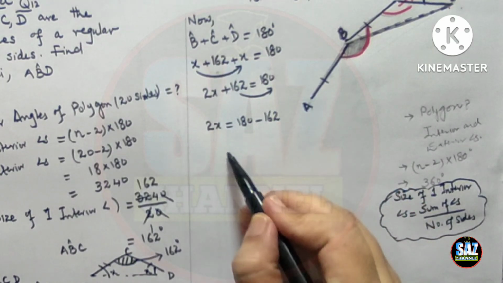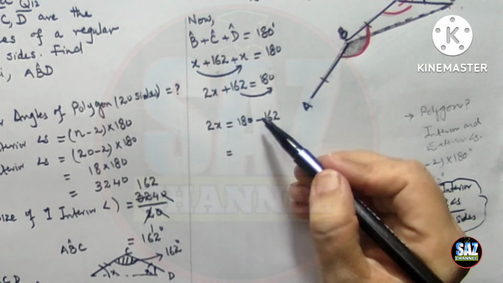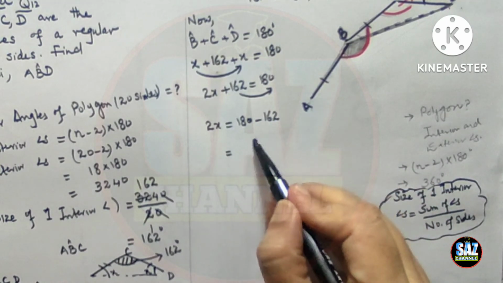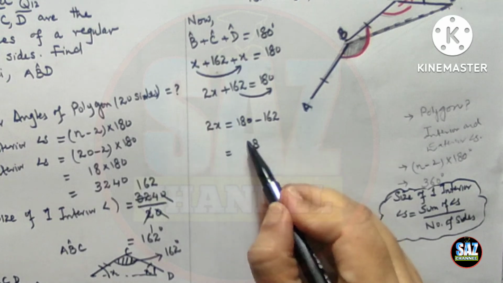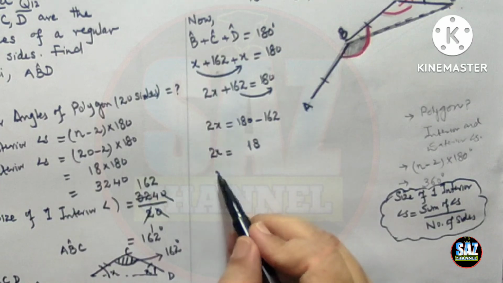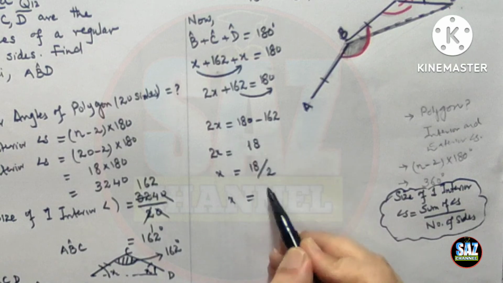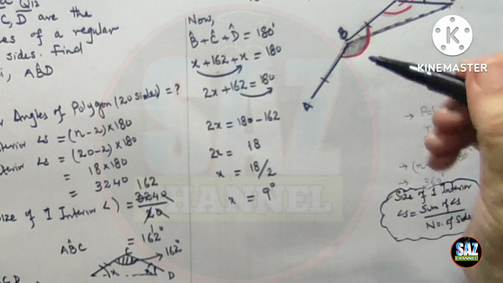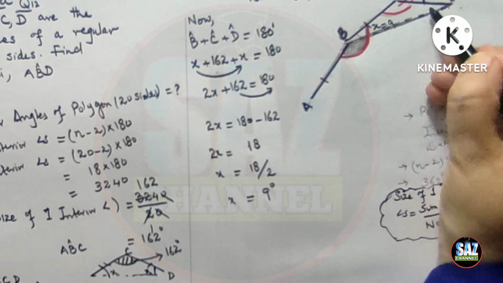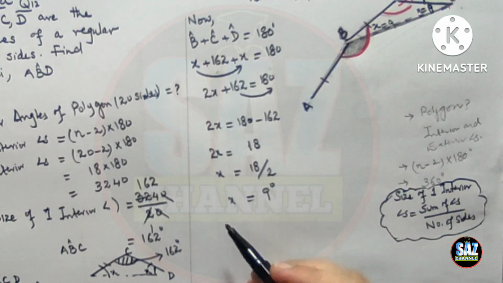I hope you are clear. It's a simple linear equation of algebra, we cannot deny the role of algebra. 10 minus 2 is 8, and 7 minus 6 is 1, so 2x is 18. So, x will be equal to 18 by 2, or x will be equal to 9 degrees. So, it means that in this triangle, this x and this x are 9 degrees, but this is not the requirement of the question.